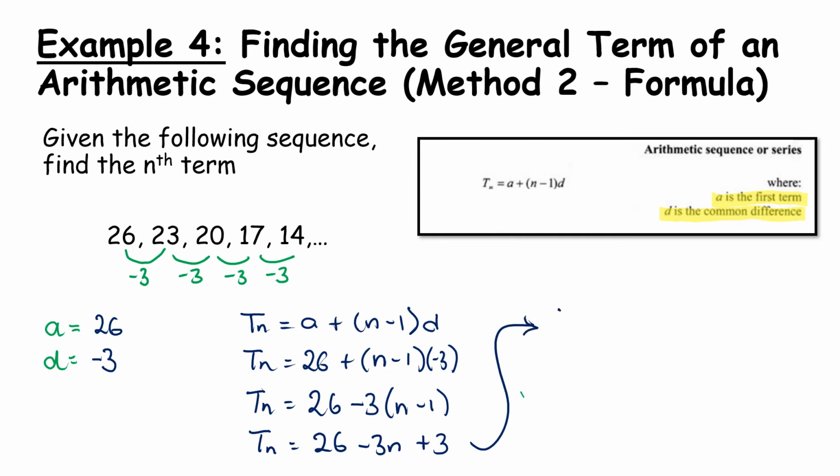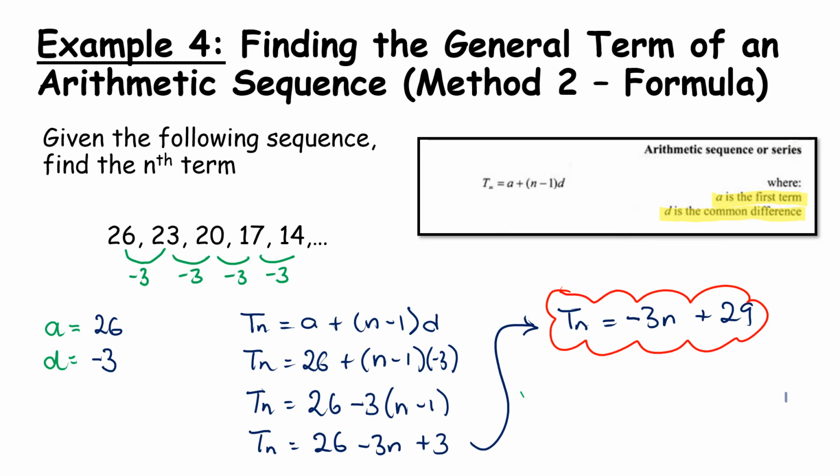And our final answer then is Tn equals -3n plus 29, which is exactly the same answer that we got when we worked through using the table method. So it is 100% up to you which one you prefer. Both give the same answer.